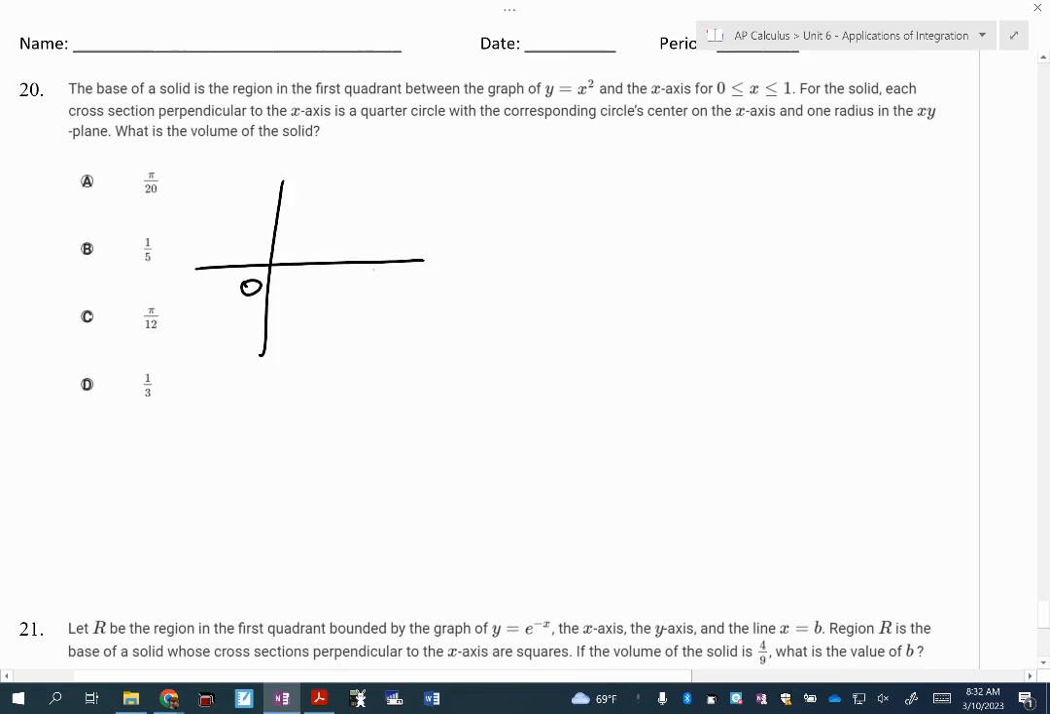We're looking at 0 to 1, but this time we have x squared. So it's going to look like this. Doesn't matter that it's actually positive in that quadrant because it's very similar in terms of the area. Now, this is the key part. For the solid, each cross-section perpendicular to the x-axis is a quarter circle. All right? Now, watch this. A quarter circle is pi r squared over 4.